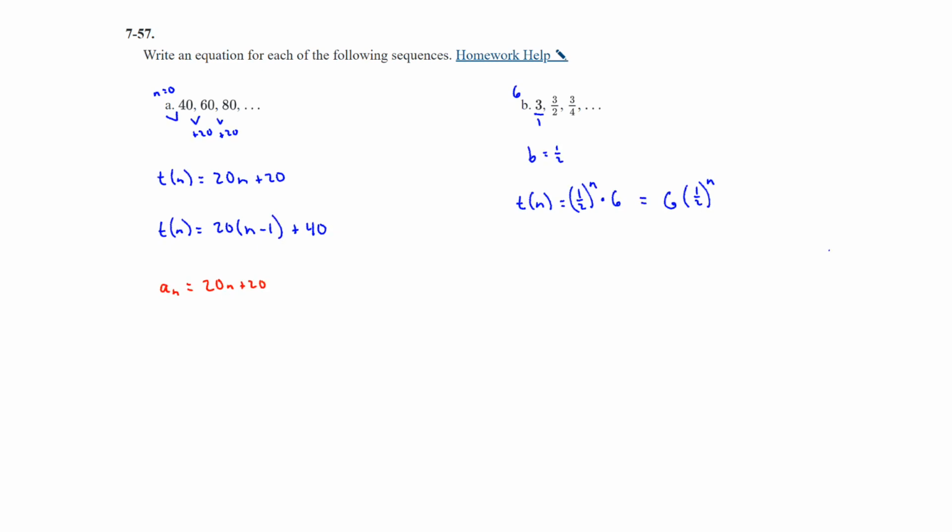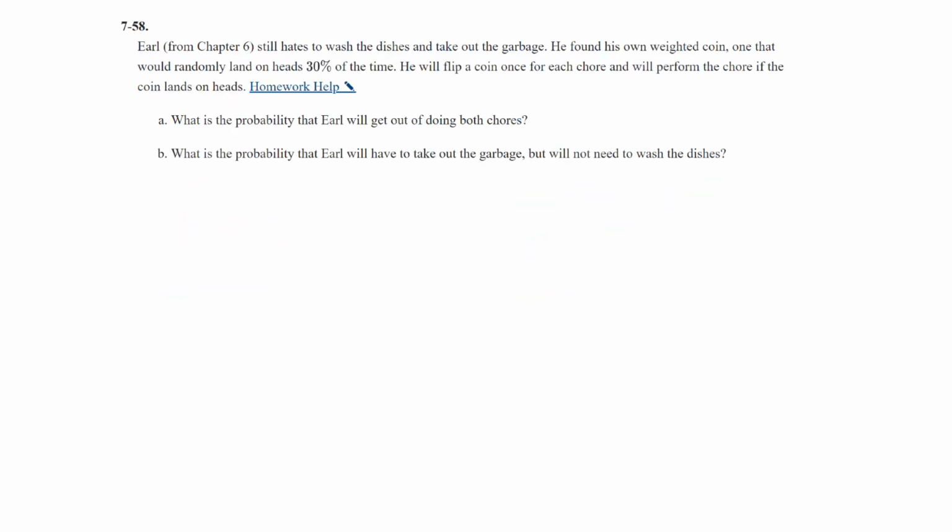We could also do first term form, so we wouldn't have to go back. It'd be the same thing, but the first term is 3, and then 1/2 raised to the n minus 1. And then also don't forget we can use A of n just like I did in the last one. So that is how you write equations of sequences. The first one's arithmetic, the second one's geometric.